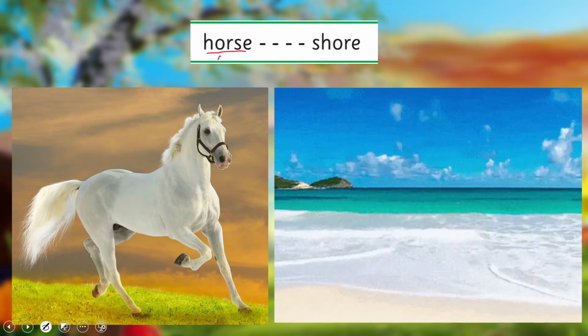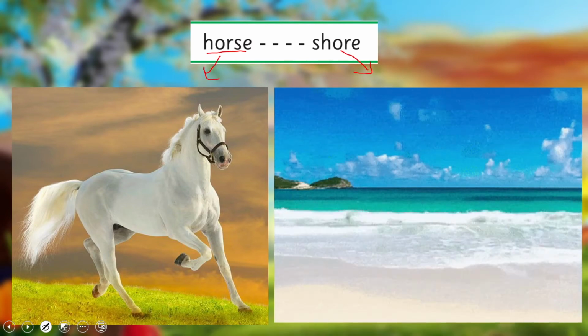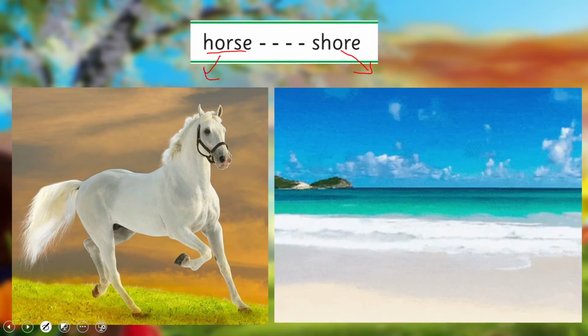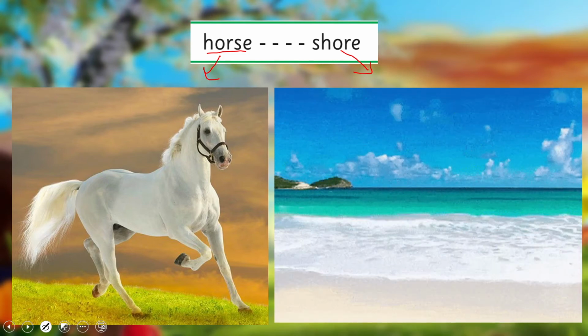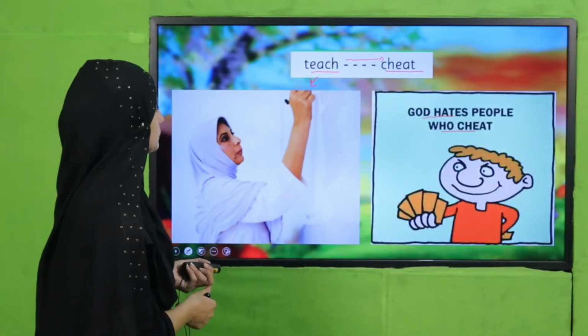Horse, shore. We can say that that is a beach and a beautiful place to visit. Teach. It is a teacher and she is teaching, and we made cheat. This is a word, but God hates people who cheat. We must not cheat. This is a bad habit.